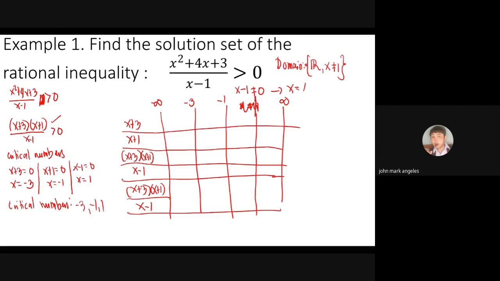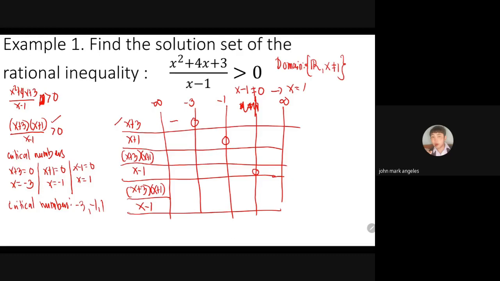Remember that x plus 3 is 0 at x is negative 3. X plus 1 is 0 at x is negative 1. X minus 1 is 0 when x is positive 1. Okay? Parang nasa number line na isipin nyo. Kuha ka ng number na nasa left ni negative 3. Say for example, negative 10. Check mo dito. Negative 10 plus 3, the answer is negative 7. Kunin mo lang yung sign. That's negative.